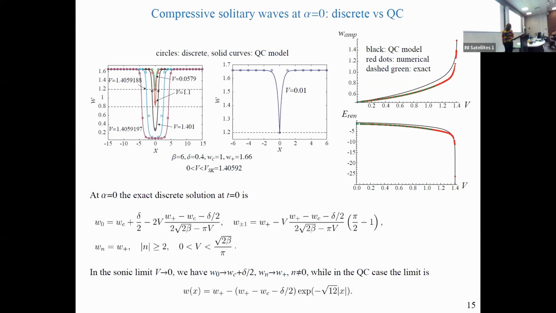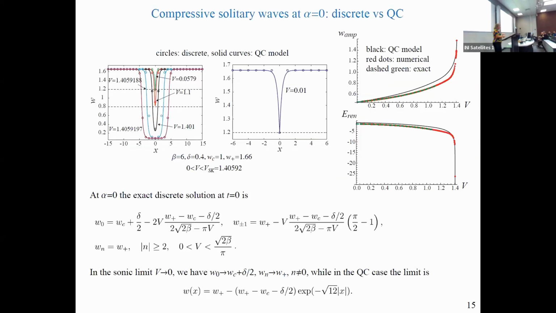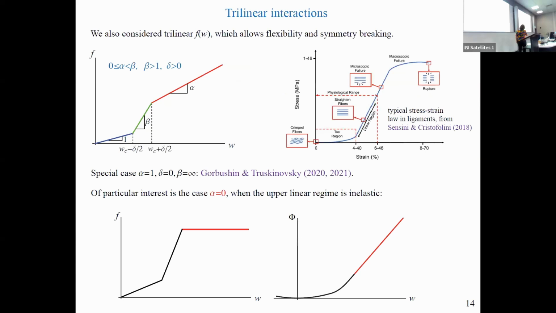As it approaches the sonic limit, which in this case, because the regime is inelastic, the sound speed is actually 0. So it's kind of like the granular materials without precompression that Panos was talking about this morning. So as the velocity approaches 0, this solution actually becomes like this. It becomes W plus everywhere except this one point where it becomes W_c plus delta over 2, which is exactly this value over here.